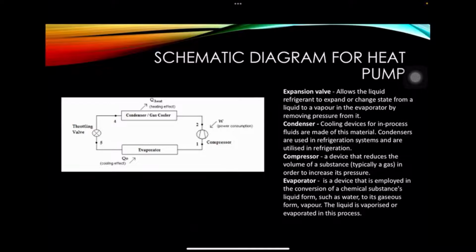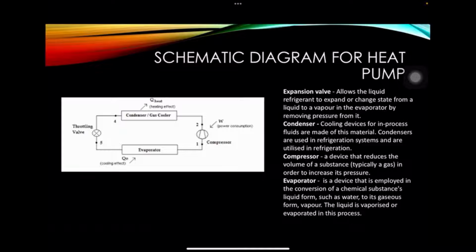Next is the schematic diagram for the heat pump. There are basically four parts in the pump. First is the expansion valve. It allows the liquid refrigerant to expand or change state from a liquid to a vapor. And then the condenser, a cooling device for in-process fluid. Condensers are used in refrigeration systems.